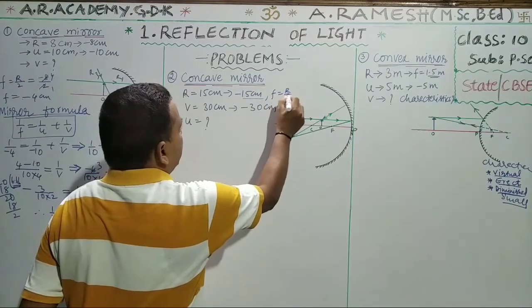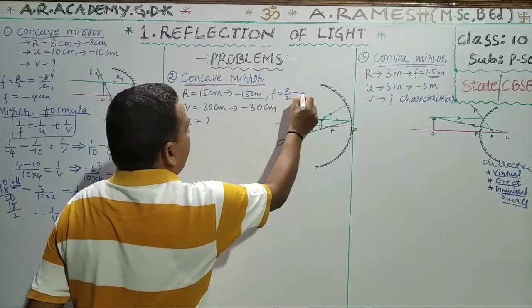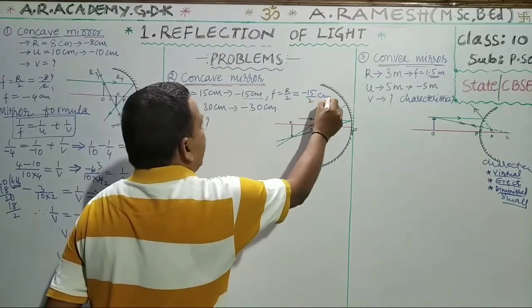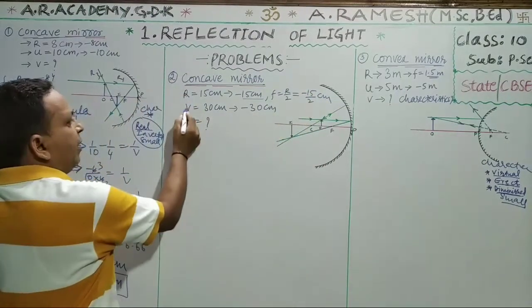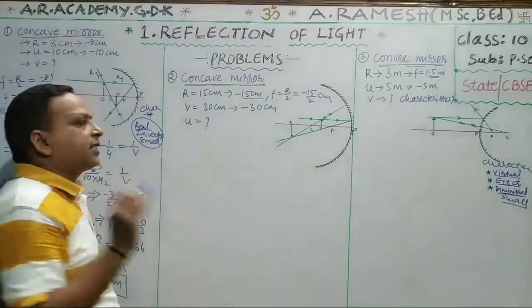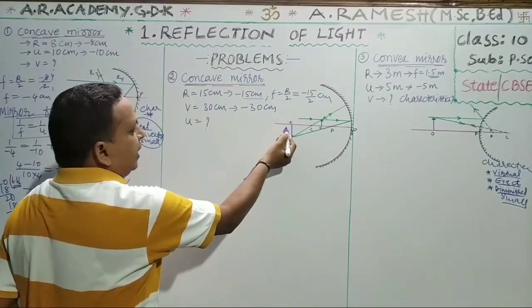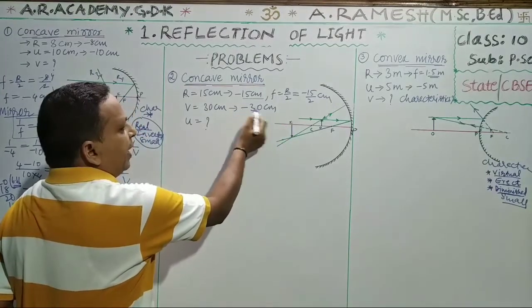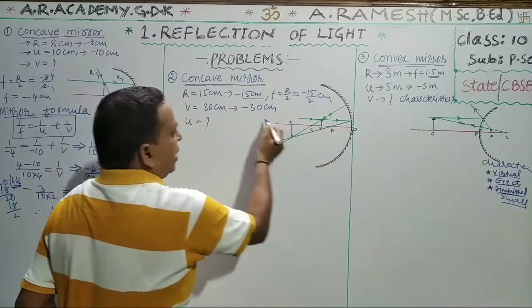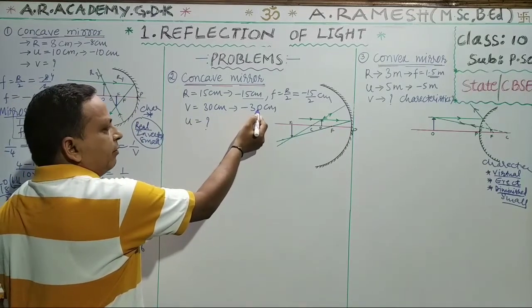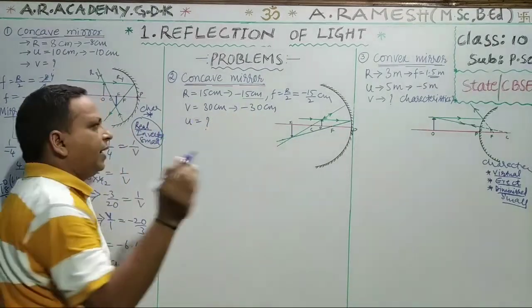f is equal to r by 2. So r is how much, children? Minus 15 by 2. You can write centimeters. Okay, this is f. And v means image distance, he gave this time. The image will form somewhere else. We take it as minus because it is opposite to the light ray direction. He gave 30 centimeters. I am taking minus 30 because it is opposite to the light direction.